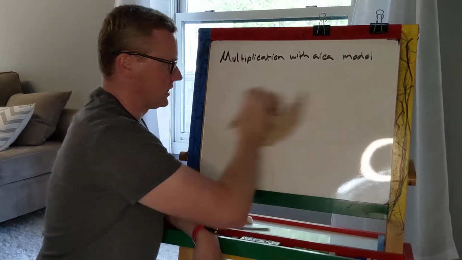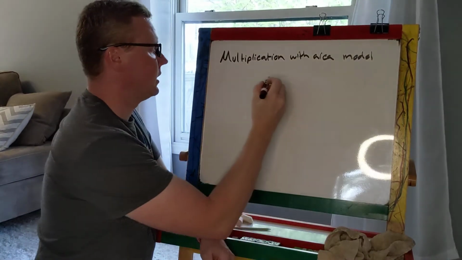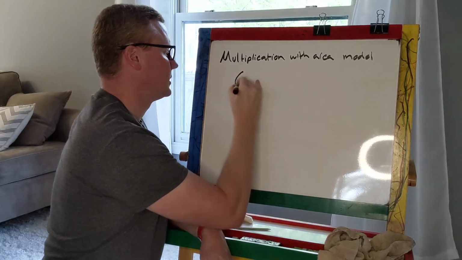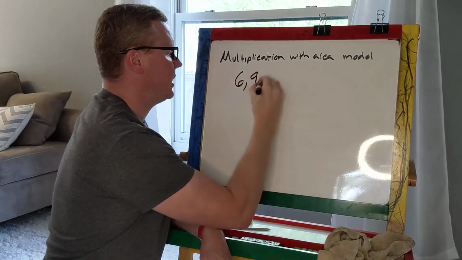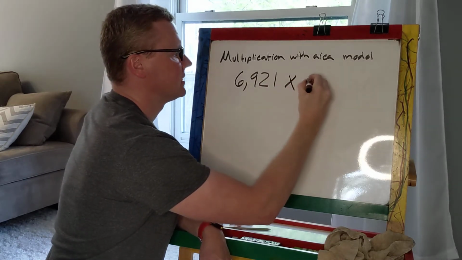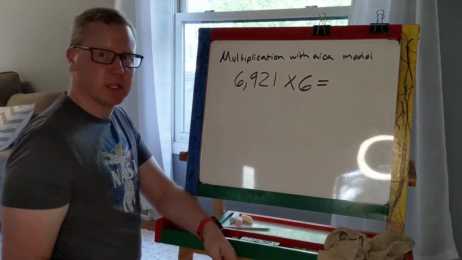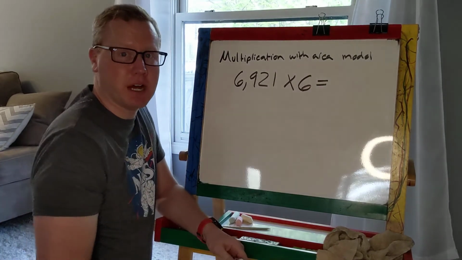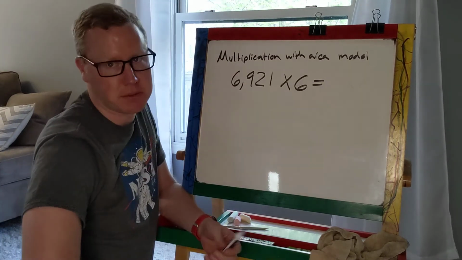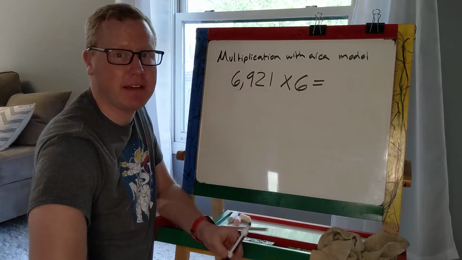I'm going to write another one up there, and I want to see if you can do this one on your own today. All right, let's see. 6,921 times 6. What does that equal? I'm going to ask you to do it on your own. Go ahead and hit pause and try it on your own. Come back to me when you think you have the answer.